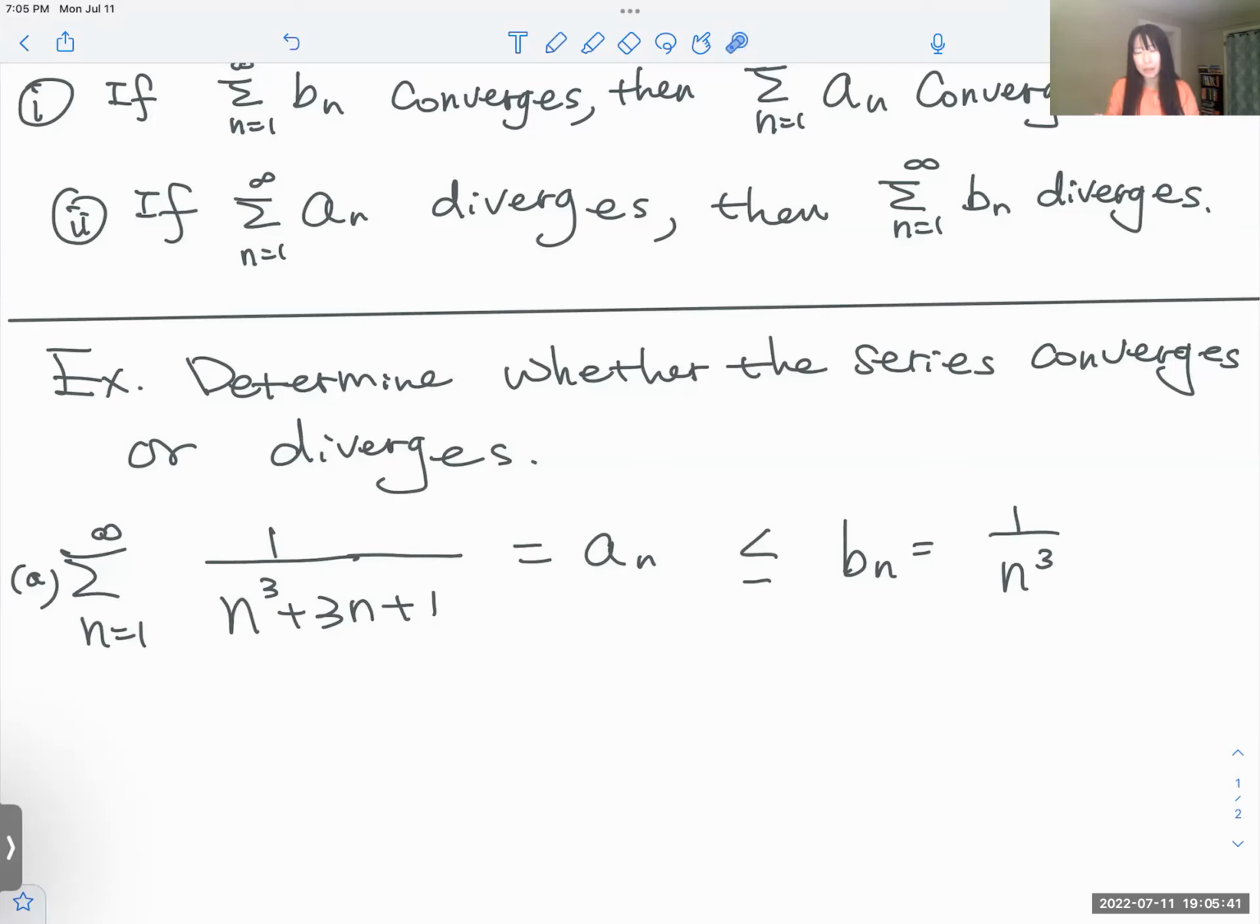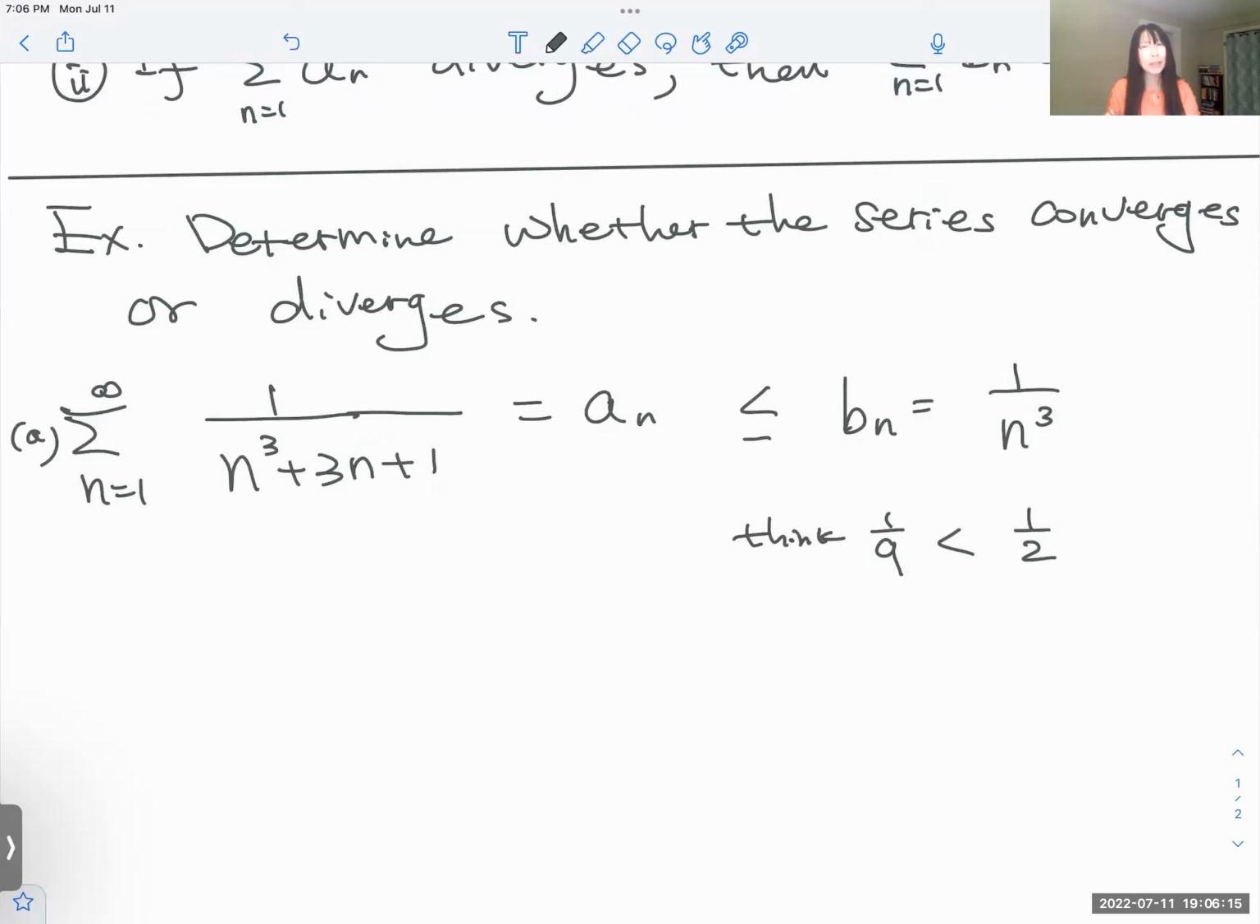Okay, think about this. The denominator is bigger, right? The denominator is smaller, that means the fraction is bigger. For example, let's say that 1/9 is smaller than 1/2. Make sense? Okay, now we're going to show that, okay?